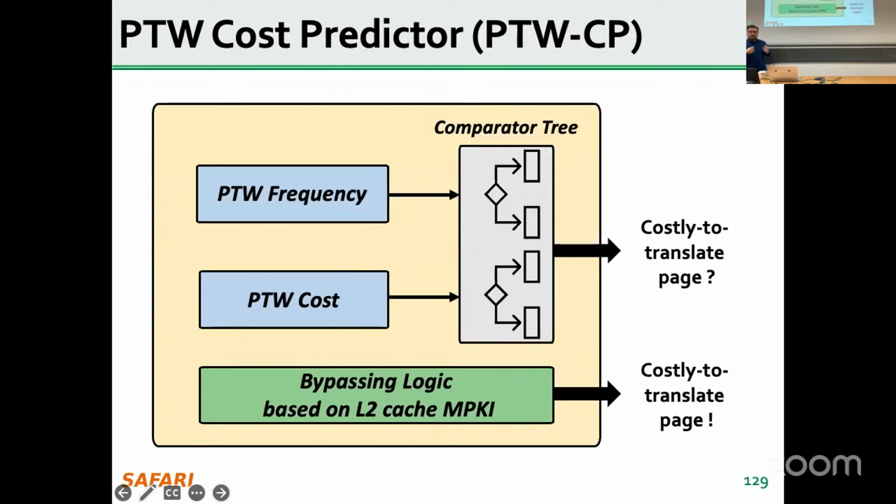However, if we find out that the L2 cache is so underutilized that it doesn't matter whether we make an intelligent decision, we simply place everything inside the L2 cache without taking into account any sort of metrics from the page table walk process.